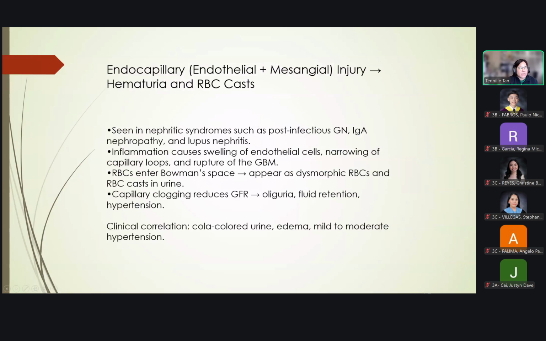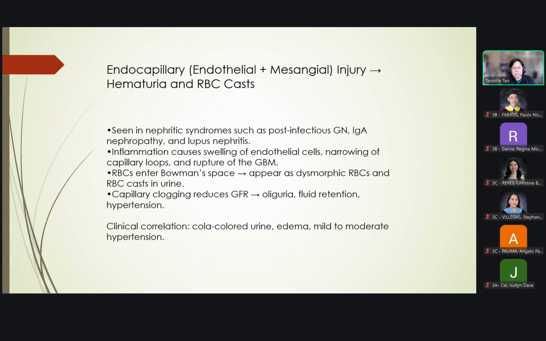Right. So if we have endocapillary, meaning endothelial and mesangial injury, that will lead to a presentation where you will see hematuria and RBC casts. This is typically seen in patients with nephritic syndromes, such as post-infectious glomerulonephritis, IgA nephropathy, and also some forms of lupus nephritis. Inflammation will cause swelling of your endothelial cells, narrowing of your capillary loops, and then eventually some rupture of your GBM. The RBCs will then enter the Bowman space, and they will appear as dysmorphic RBCs or RBC casts in urine.